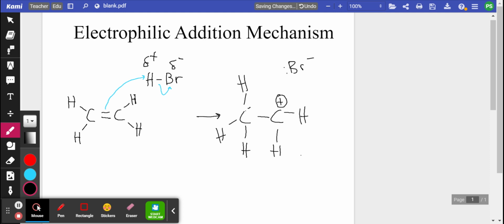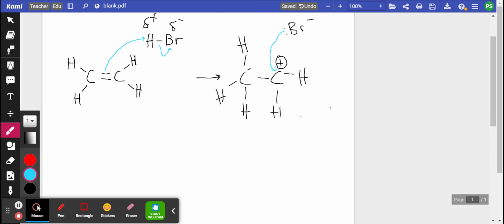So, what is the next arrow we can draw? There must be an attraction between the negative bromine and the positive carbon atom. So, we draw an arrow from the bromine lone pairs to the carbon atom, and you form a bond between these 2 atoms. That's what the arrow is for. It's showing bond breaking or bond formation.